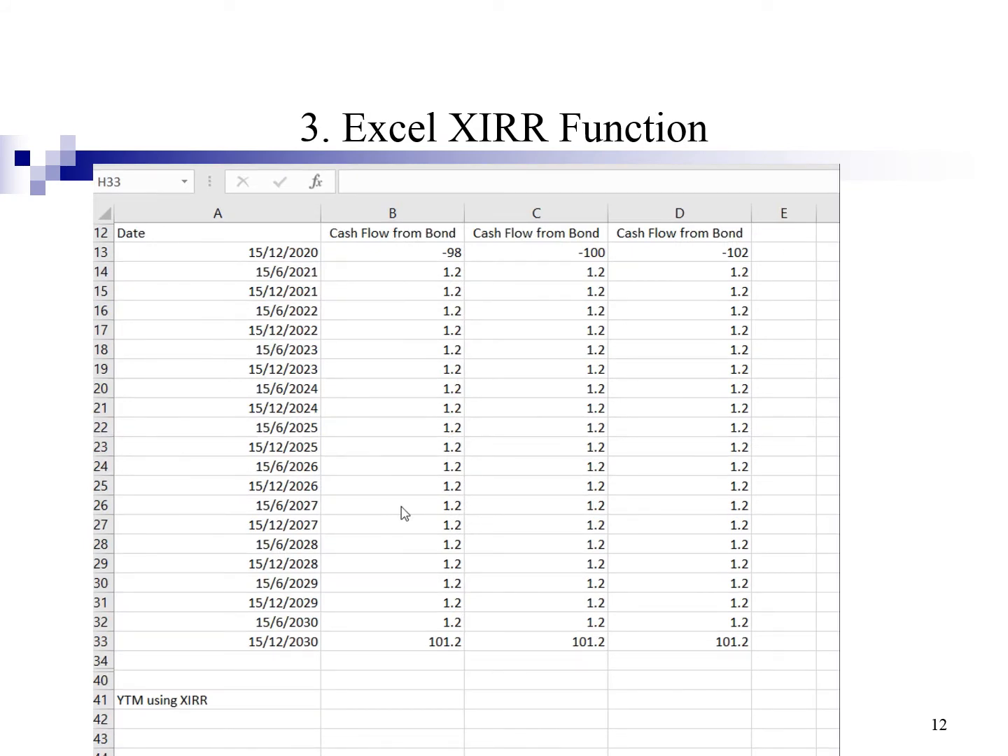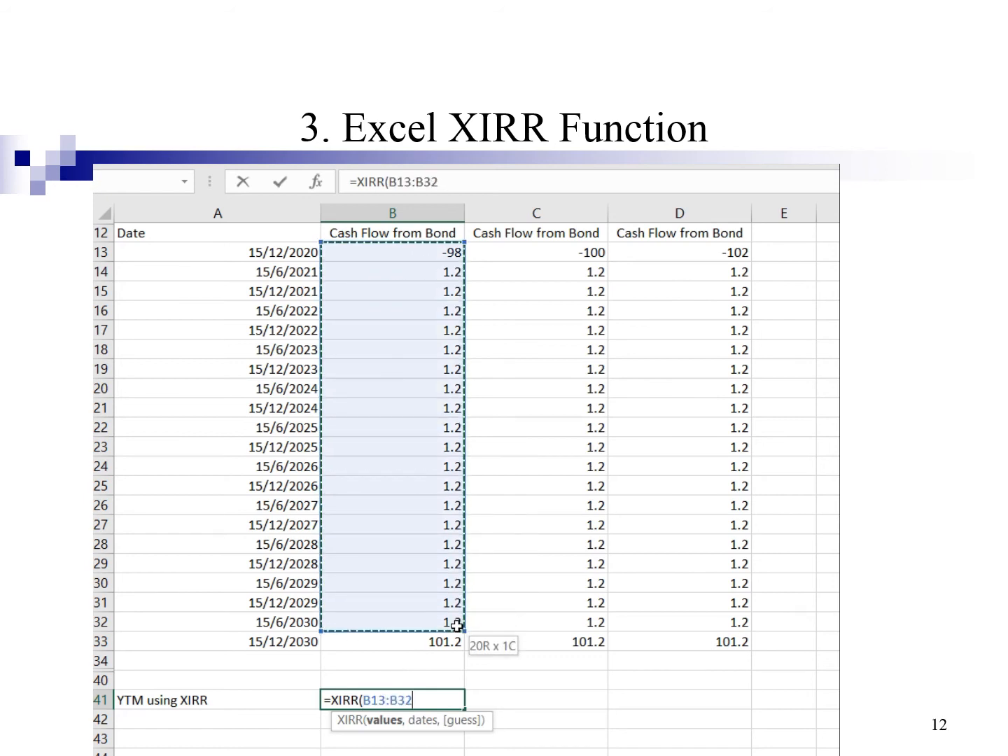Next, we will learn the third method. Let's calculate the yield to maturity using the Excel XIRR function. I'm going to type equal XIRR, open bracket, highlight the cash flow, comma, highlight the dates, close bracket, enter, and this answer is the yield to maturity.